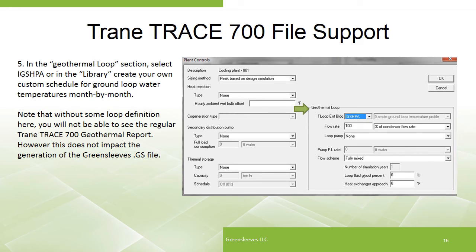Then, in the geothermal loop section, select either the International Ground Source Heat Pump Association library model, or in the library you can create your own custom schedule for ground loop water temperatures month by month. Note that if you don't do this step, you won't be able to see the regular Trane TRACE 700 geothermal report. However, it will still generate the Greensleeves .gs file.